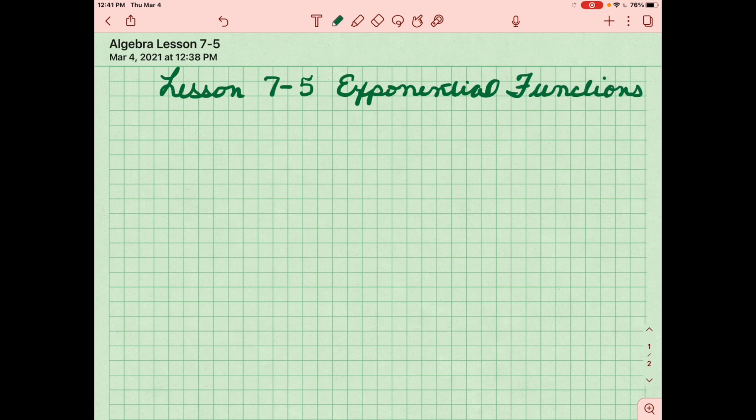Up until now, our functions have all looked like this: y equals mx plus b, and we've just had simple x, not x squared or x to the third or anything, and these all make straight lines. But now we're going to have something that looks like this: y equals a b to the x, and now x is the exponent.